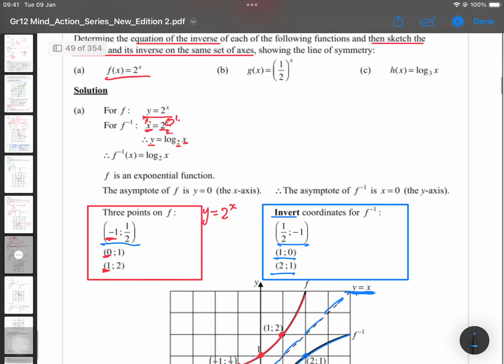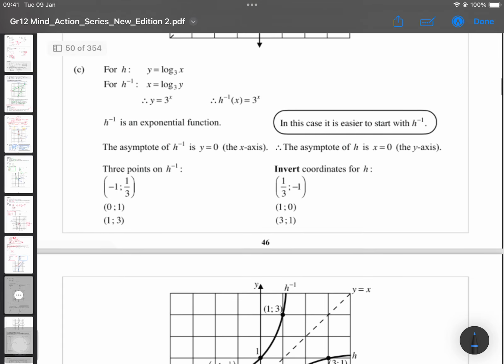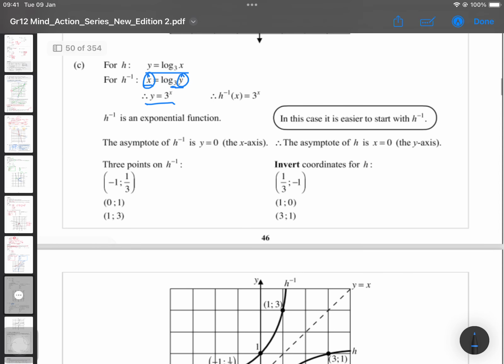Again, for B you're going to do the same thing. Let's look at C. For C, it's the log function, and again we still want to take 3 points. First thing first, it is the equation of the original because they asked us to find the equation. So swap x and y, and then make y the subject of the formula. You start with y equals 3 to the exponent x.